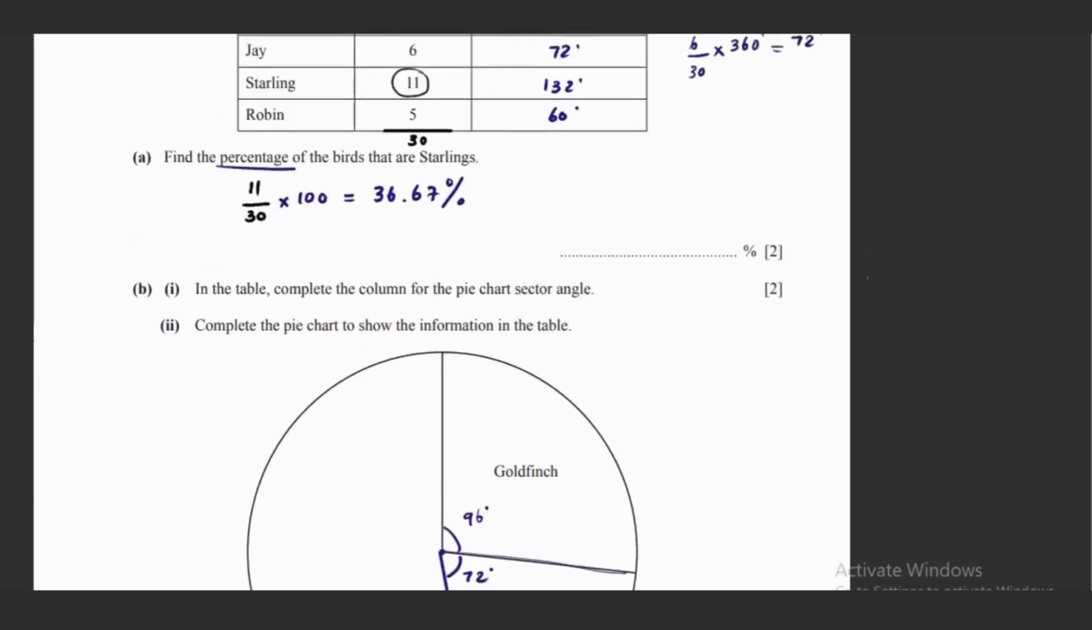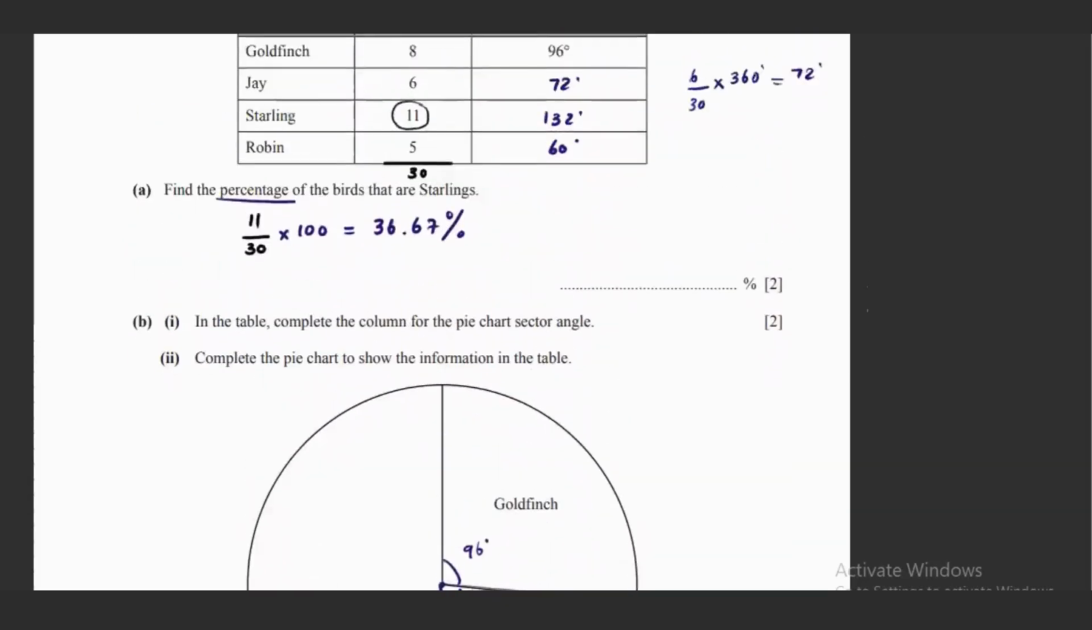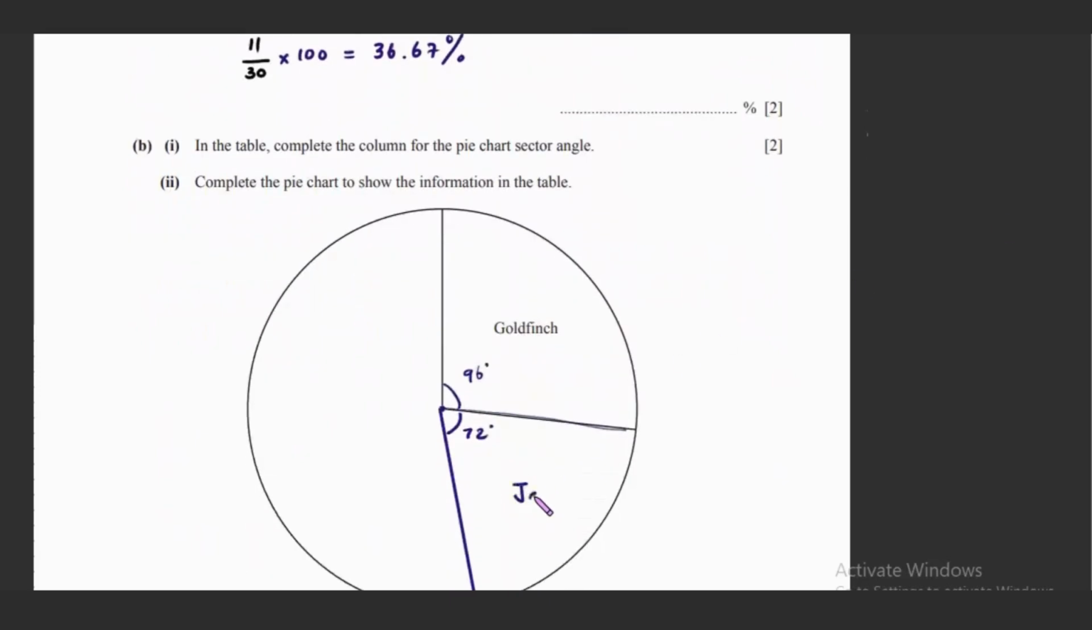Next, we need to mark 132 degrees, which is for starlings. So I'll write it like this. Again, place the protractor with the center on the center of the circle and the 0 on this line, and then measure 132 degrees. When I measure 132 degrees, it is going to be somewhere here. So this angle is 132 degrees, and this is for starlings, so I'll write it here.